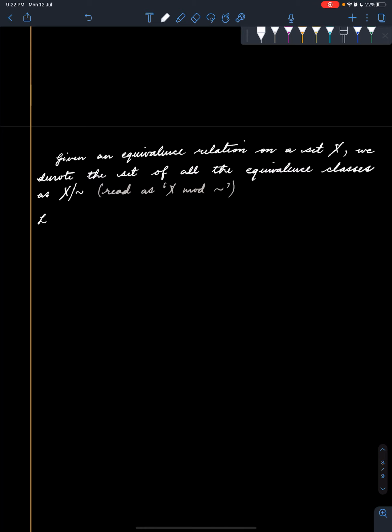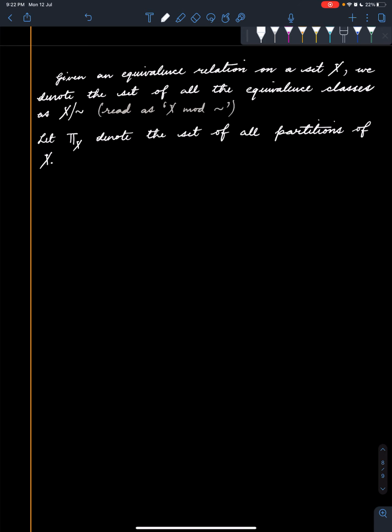And we just saw that this is a partition of X. So again, let pi sub X denote the set of all partitions of X. So this is just another notation, and let script E sub X be the set of all equivalence relations on X.